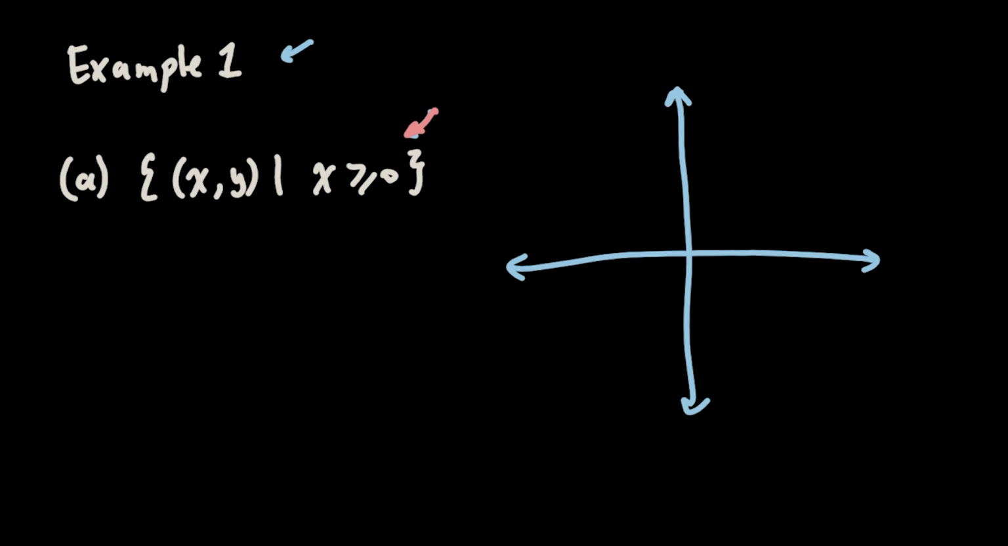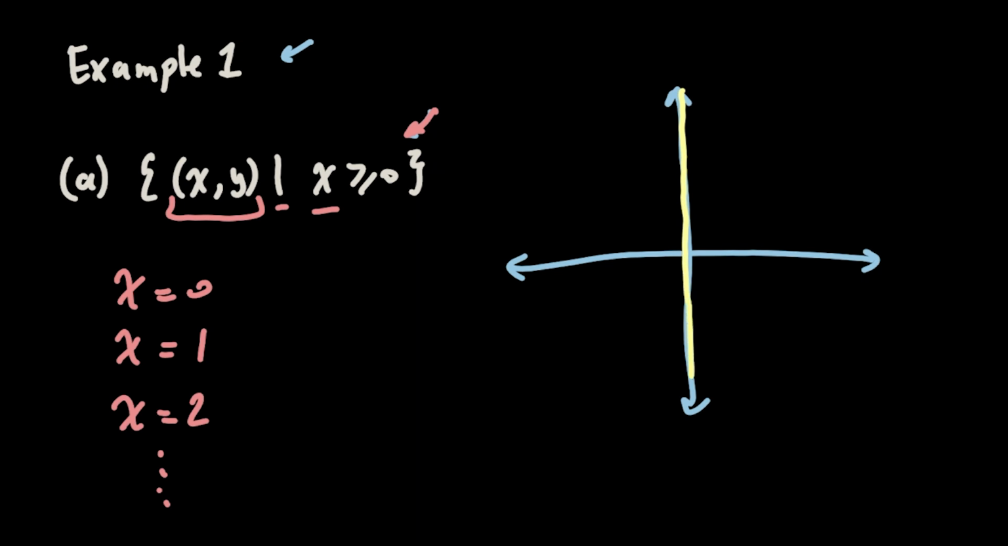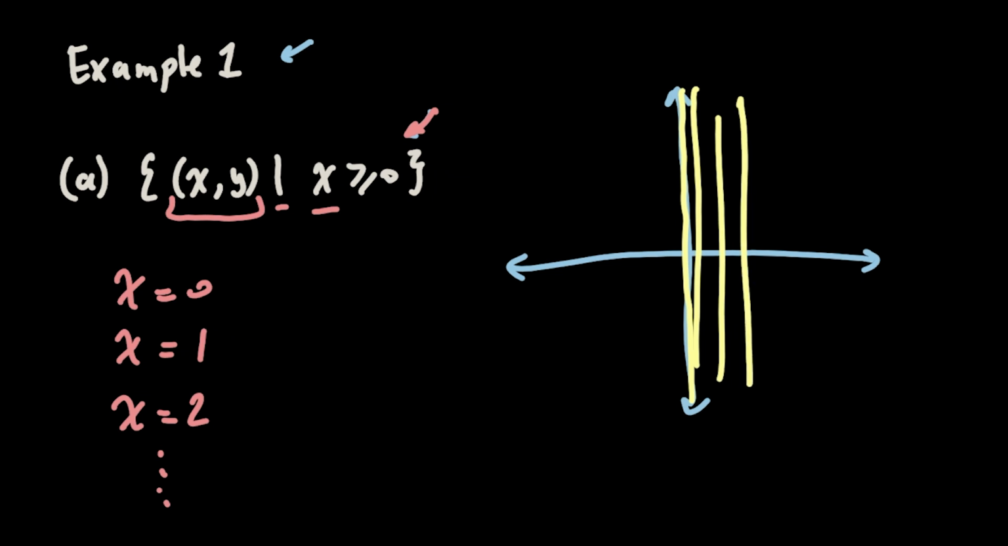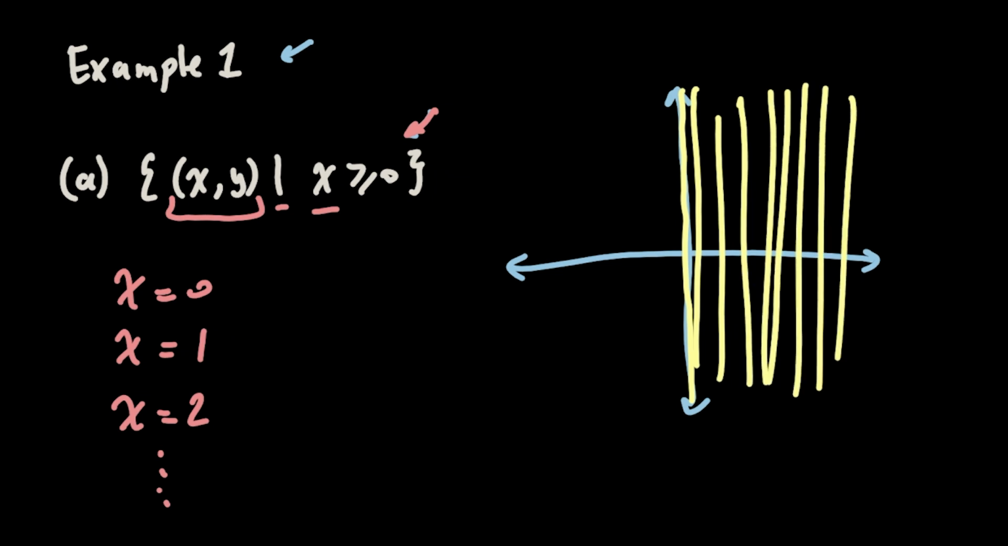As you can notice here, we have x and y such that x is greater than or equal to 0. So the possible values of x are x equals 0, x equals 1, x equals 2, and so on. So x cannot be a negative number. When we want to sketch it, this is what we will get. We'll get x equals 0, exactly on the y-axis. And then we'll draw lines like this. And this is the sketch for this set here.